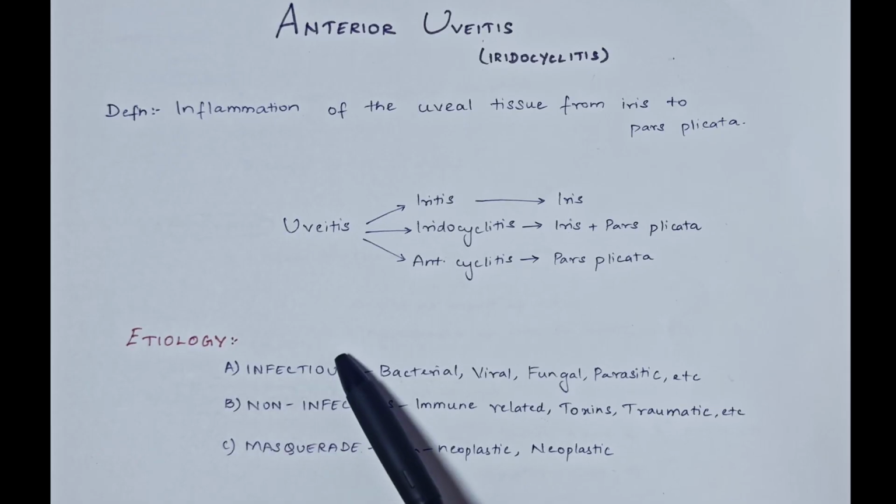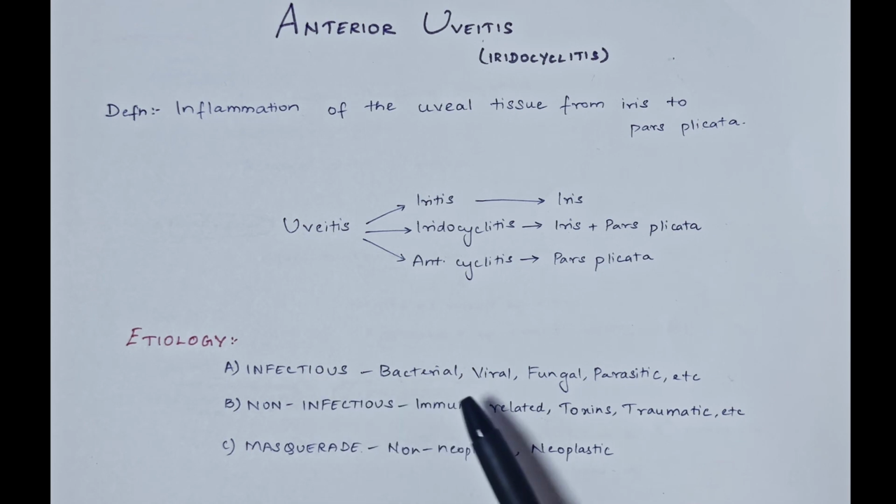Etiology. It can be infectious, non-infectious, and masquerade. Infectious can be bacterial, viral, fungal, parasitic. Non-infectious can be immune-related, toxins, or traumatic. Masquerade is neoplastic or non-neoplastic.